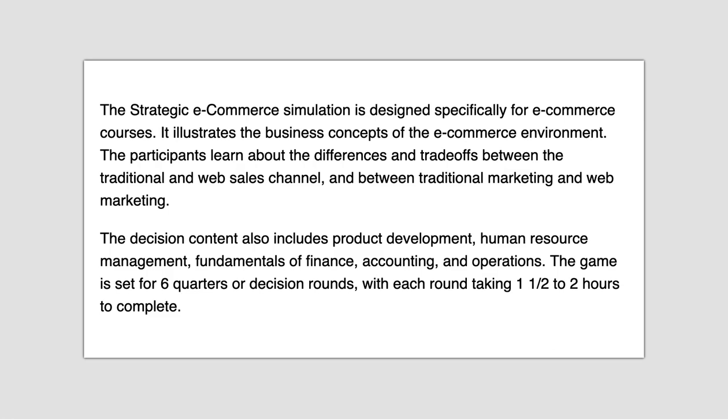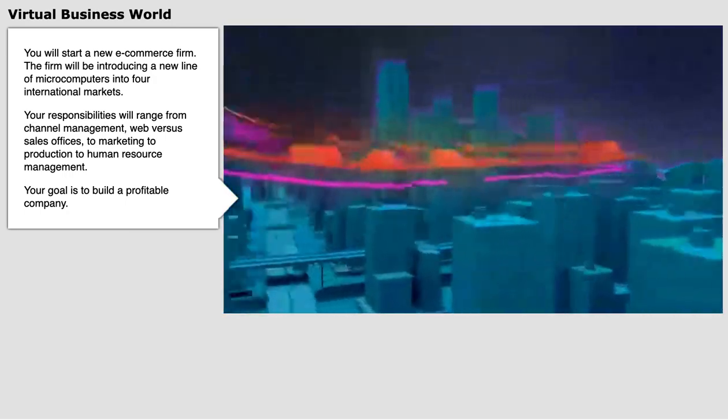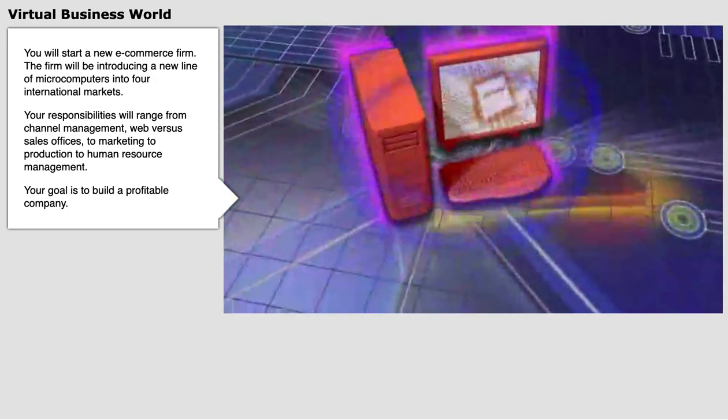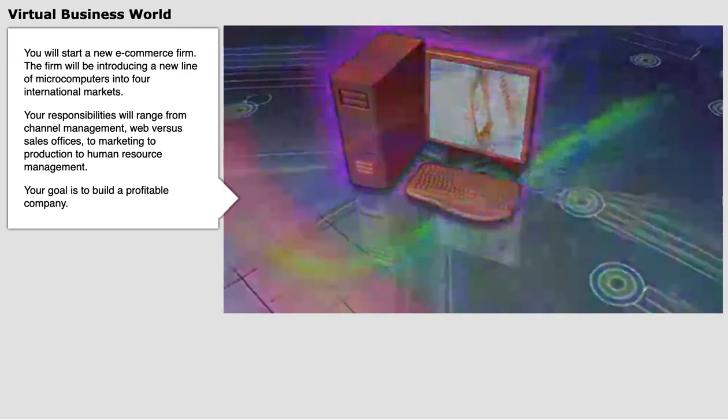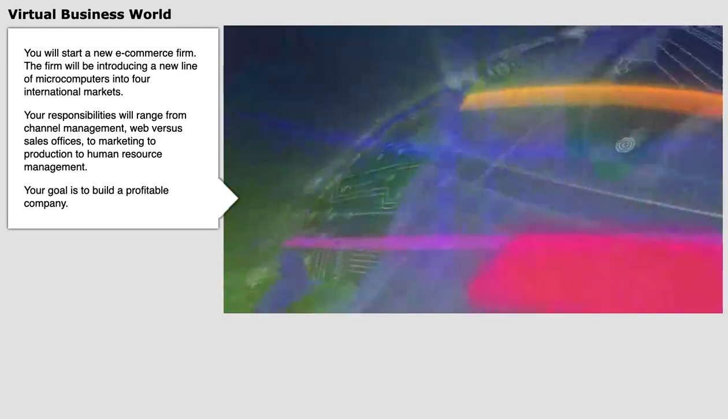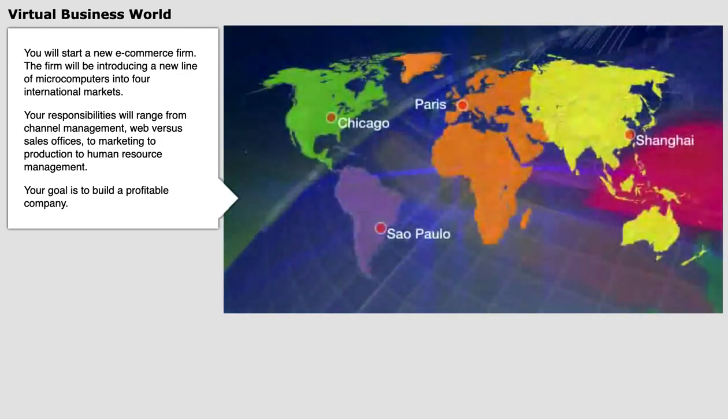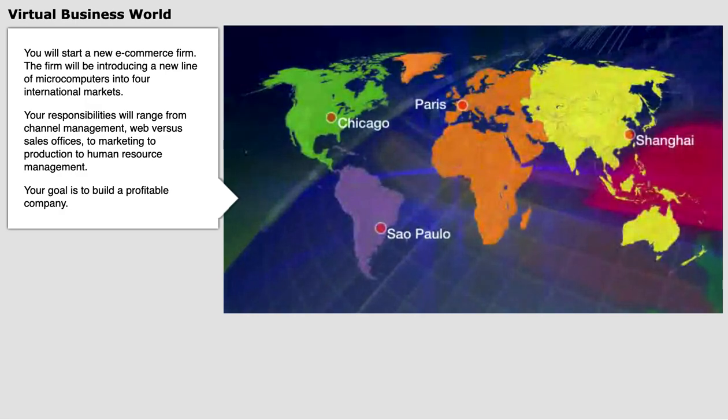The game is set for 6 quarters or decision rounds, with each round taking 1.5 to 2 hours to complete. You will start a new e-commerce firm. The firm will be introducing a new line of microcomputers into 4 international markets. Your responsibilities will range from channel management, web versus sales offices, to marketing, to production, to human resource management. Your goal is to build a profitable company.